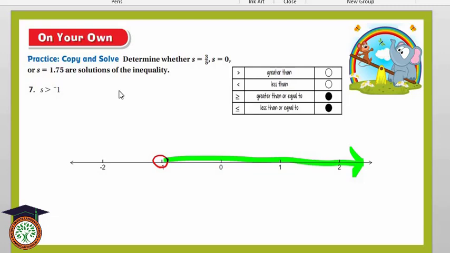I graphed my inequality. Then he wants me to check when S equals 3 over 5. 3 over 5 is somewhere here. So is it a solution or not a solution? Solution. Okay, what about when S equals 0? It's on my shaded part, so it's a solution.